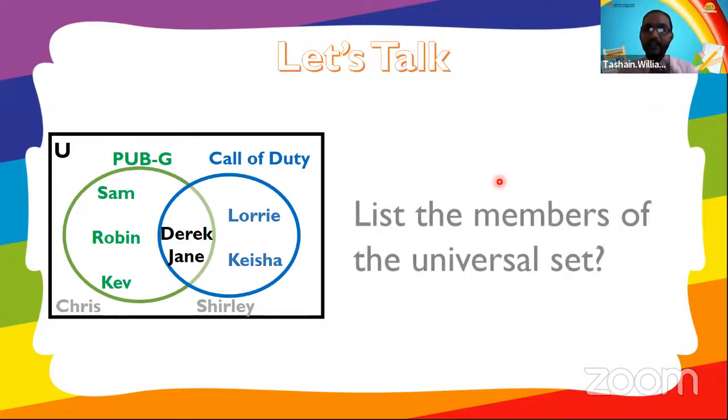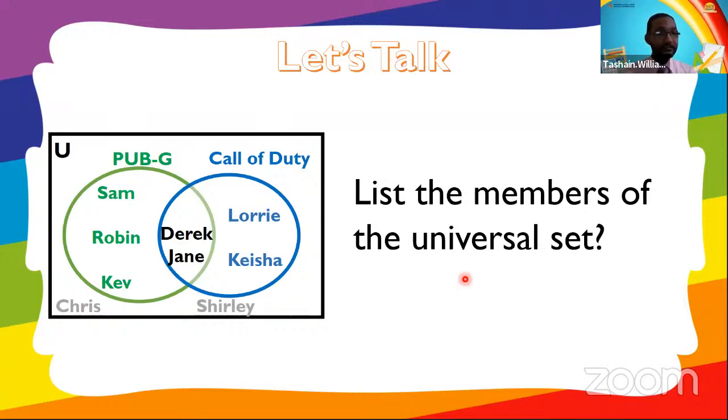Okay, boys and girls. Can you list the members of the universal set? Who are the members of the universal set? Type your answers in the chat. Let's see who is getting the members of the universal set. Okay, so we are seeing a number of persons saying Chris and Shirley are the members of the universal set. Derek and Jane, so we're getting a mixture of responses. We're seeing some other responses too that are also worth noting. Boys and girls, by the time we're through with this presentation, you will be able to correctly identify the members of the universal set.